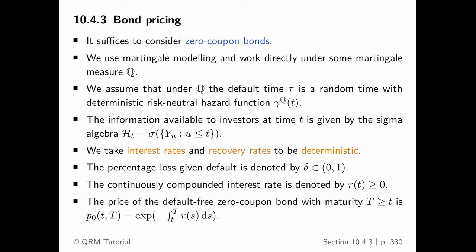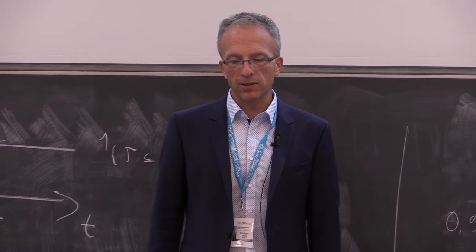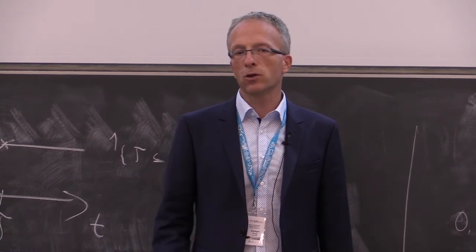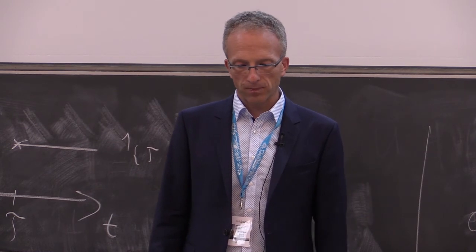Good. Bond pricing. We consider zero coupon bonds, martingale modeling. We assume that under the pricing measure used, the default time tau is a random time with deterministic hazard rate function gamma(t). The information available to investors is the default history. Interest rates and recovery rates are deterministic, not necessarily constant. They may depend on time, but they are deterministic.